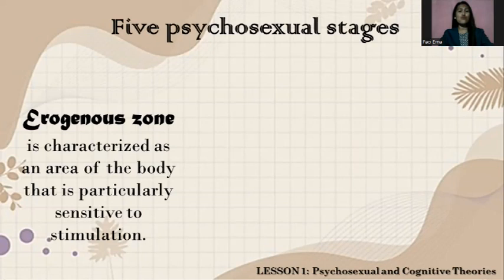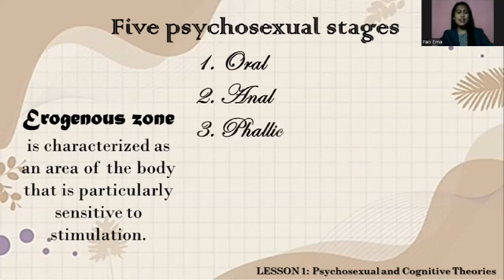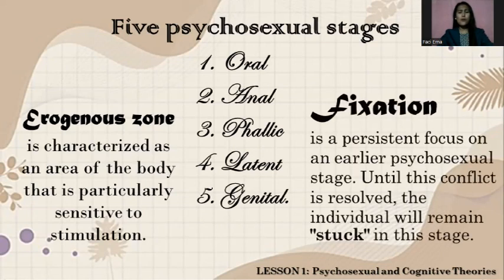So we have five psychosexual stages. The first one is oral, second is anal, third is phallic, fourth is latent, fifth is genital. And also fixation, which is the persistent focus on an early psychosexual stage. Until this conflict is resolved, the individual will remain stuck in this stage. According to this theory, if there is a conflict and it is not resolved, then the individual will remain stuck in those stages that we have here.